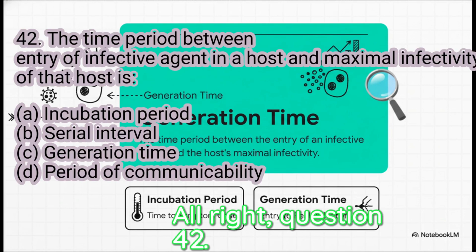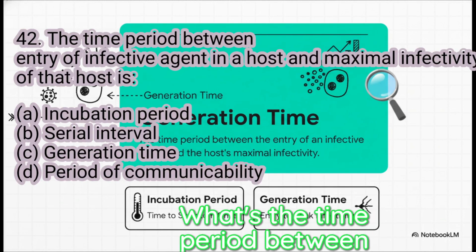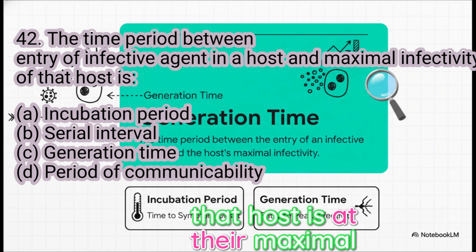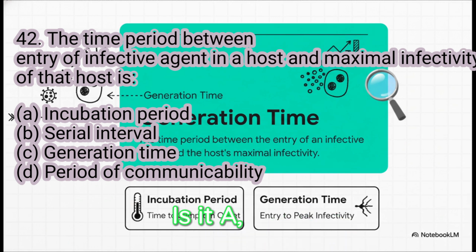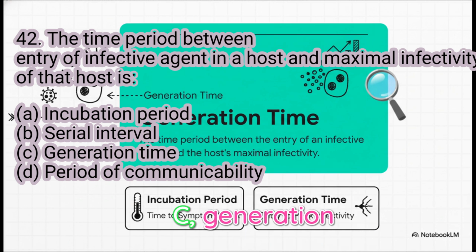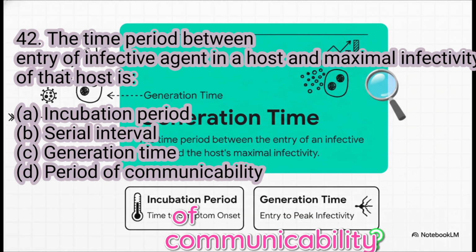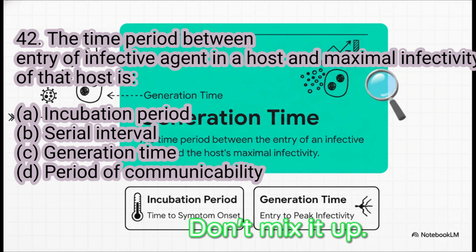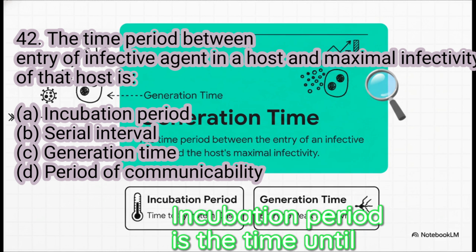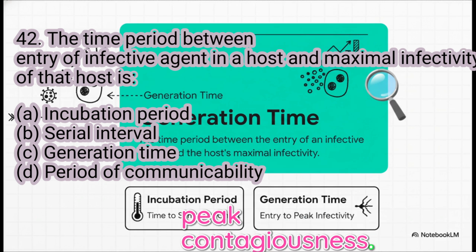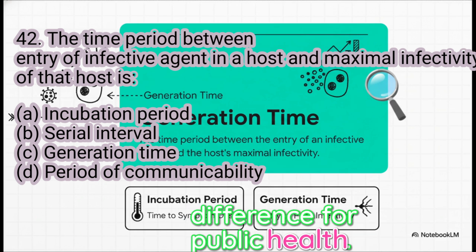All right, question 42. What's the time period between when an infective agent gets into a host and when that host is at their maximal infectivity? Is it A, incubation period, B, serial interval, C, generation time, or D, period of communicability? The answer is C, generation time. Now, this is a classic tricky one. Don't mix it up. Incubation period is the time until symptoms show up. Generation time is the time until peak contagiousness. It's a super important difference for public health.